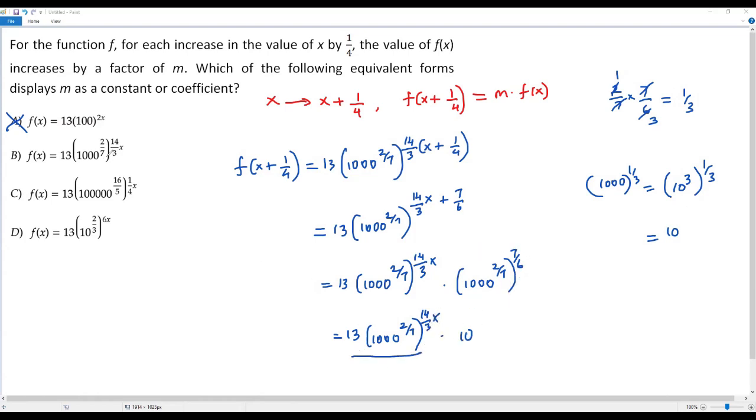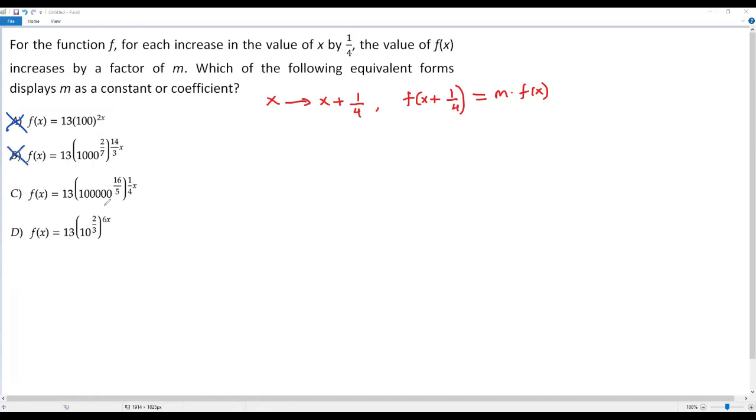We got this stuff for f of x over here in answer choice B. And here we have 10. So when I increase the value of x by 1/4, the function f of x in answer choice B increases by a factor of 10. So this is the value of m, and we don't find this value 10 either as a constant or coefficient over here. So answer choice B is incorrect.